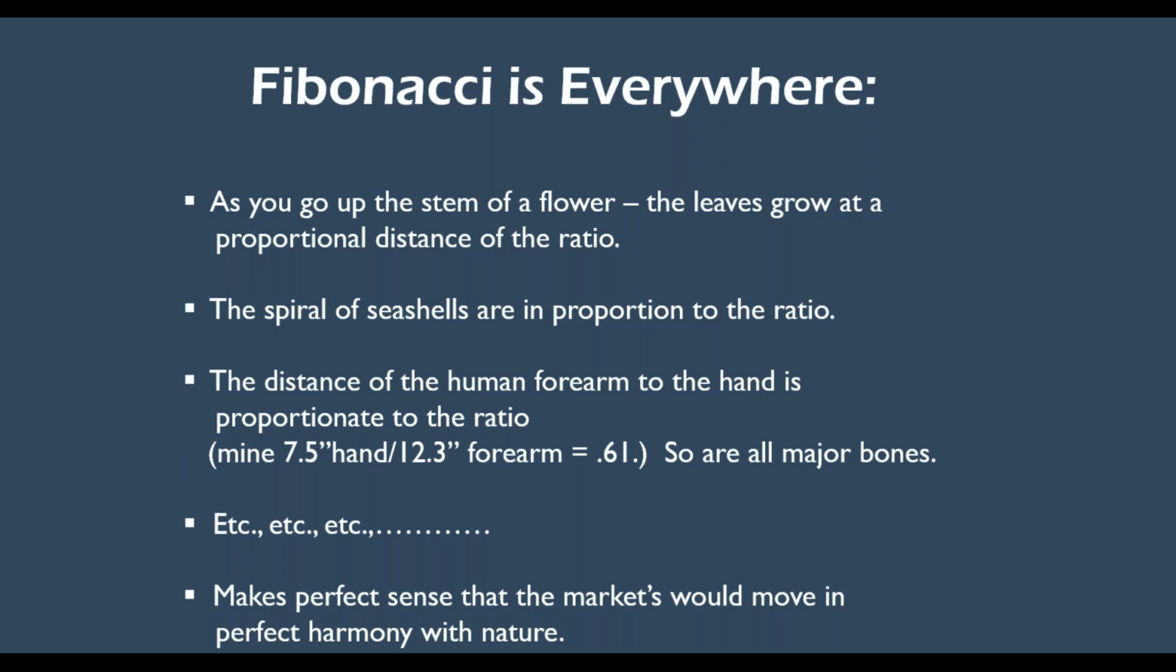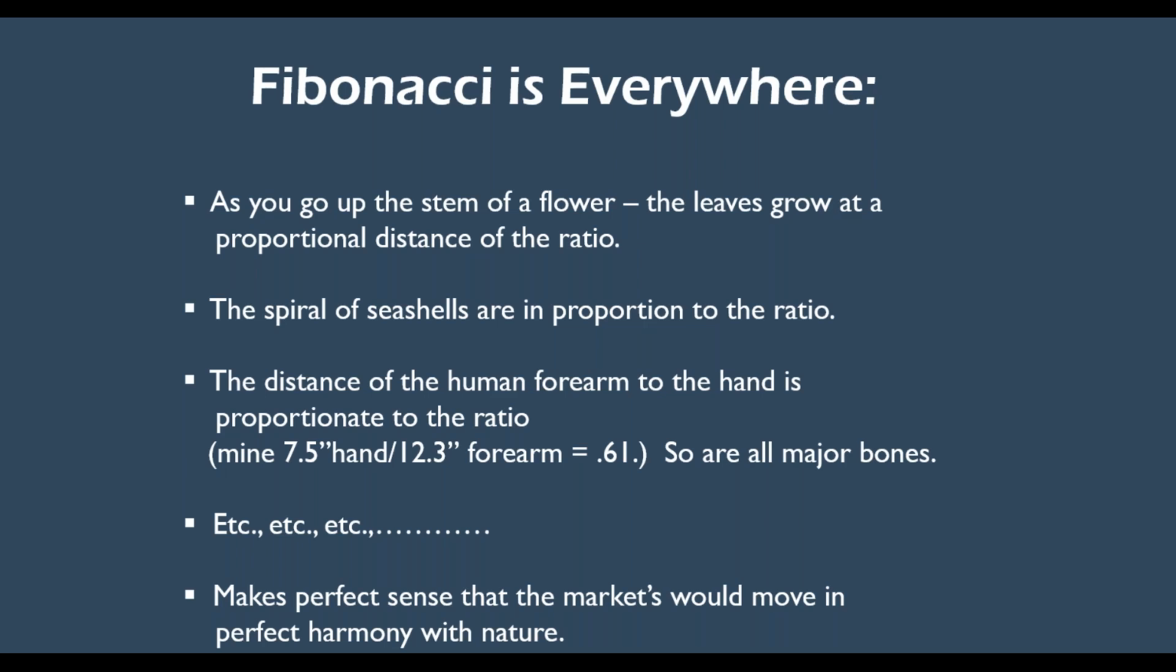My forearm, from my elbow to my wrist, is 12.3 inches. Then from my wrist to my, I don't know what you call that finger, but the long finger here is 7.5 inches. Now I'm 6'5", so I got some pretty big bones. But if you divide 7.5 by 12.3, it comes up with the root Fibonacci ratio.